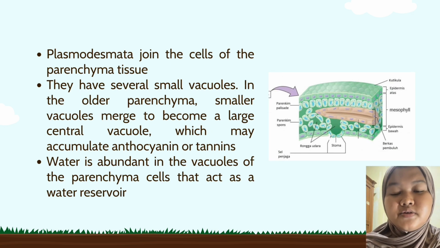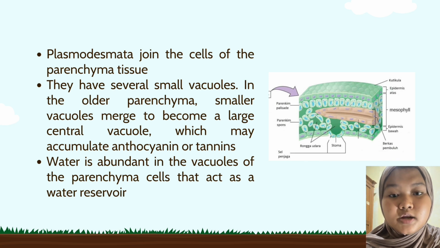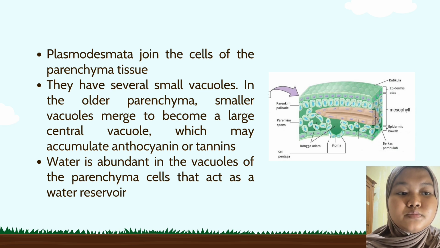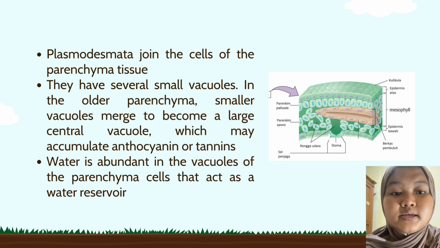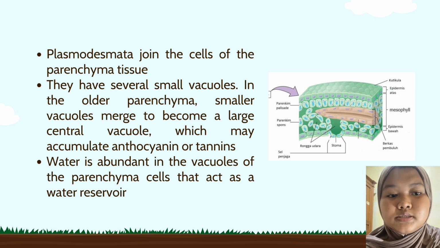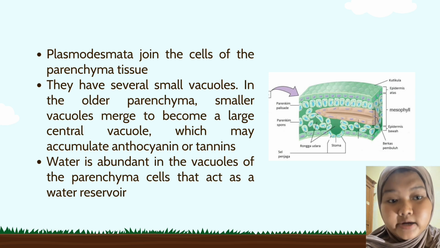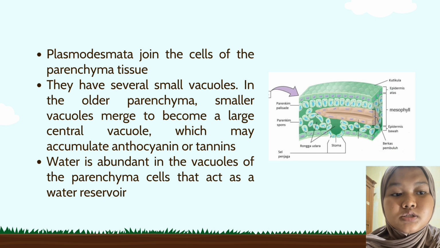These cells contain several small vacuoles, which in older parenchyma merge into a large central vacuole that might accumulate anthocyanin or tannins. The vacuoles hold abundant water, acting as a water reservoir. In some storage parenchyma, such as in the endosperm of the date palm, the cells develop thick xyloglucan walls, which store sugar for germination and later become thin.